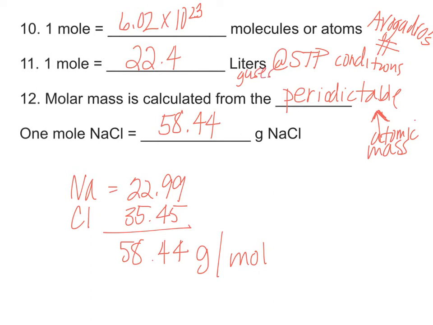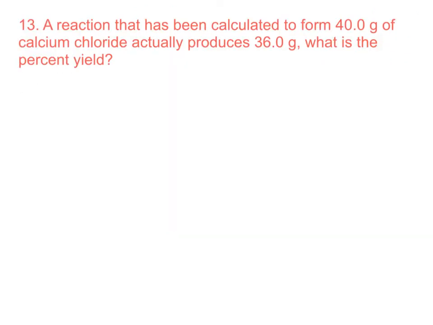And then number 12, the molar mass is calculated from the periodic table. Remember, we get it from the atomic mass. So an example is 1 mole of NaCl is 58.44 grams of NaCl. The way that we did that is we got the atomic mass of sodium and we added it to the atomic mass of chlorine. And when we added that up, we had 58.44 grams per mole.